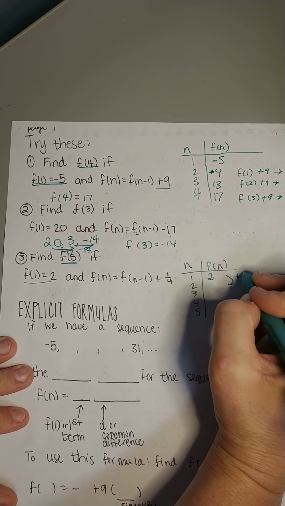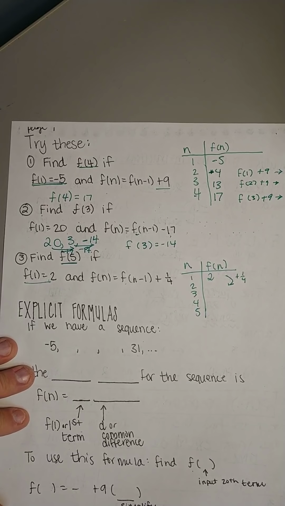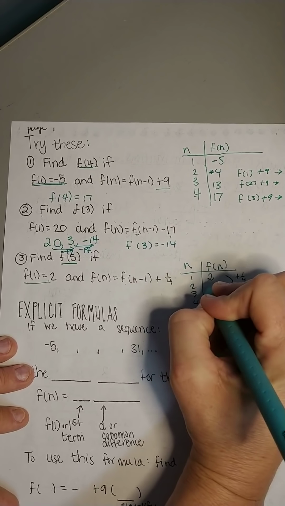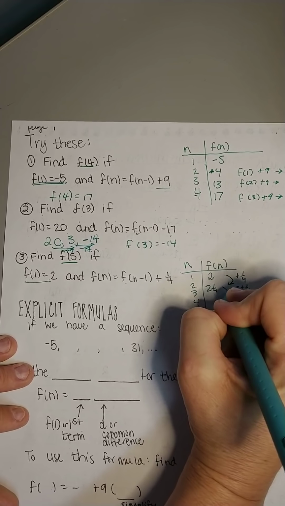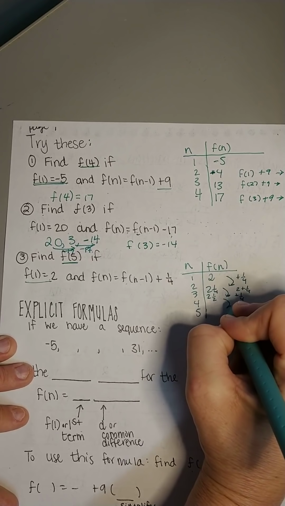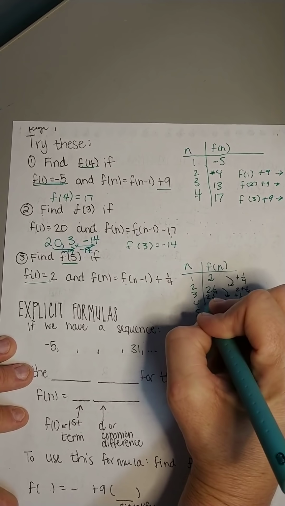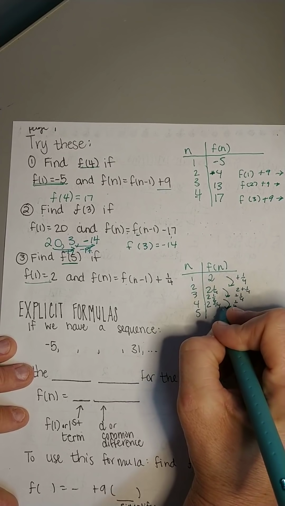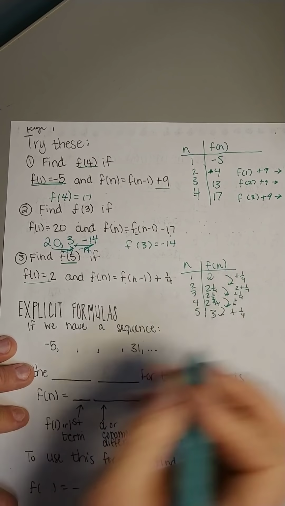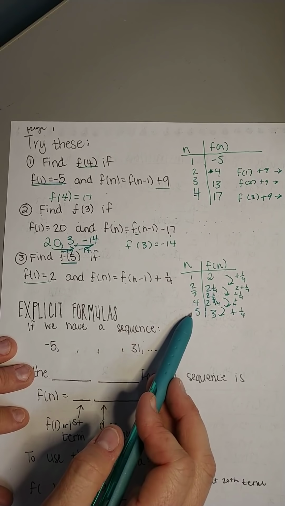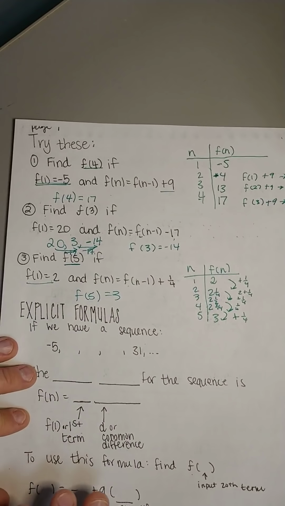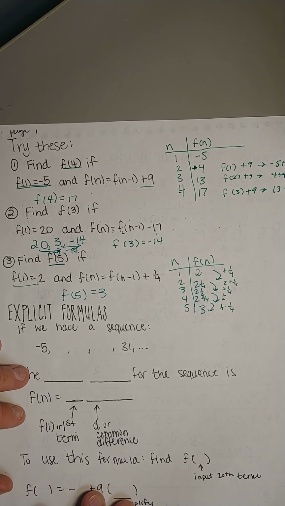If I just add 1/4 to the previous term, 2 plus 1/4 is 2 1/4. 2 1/4 plus 1/4 is 2 1/2. 2 1/2 plus 1/4 is 2 3/4. And 2 3/4 plus 1/4 is 3. So my fifth term equals 3.